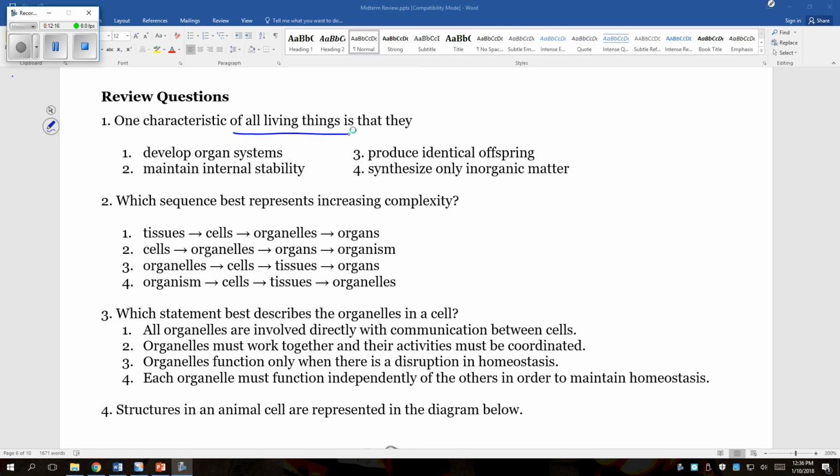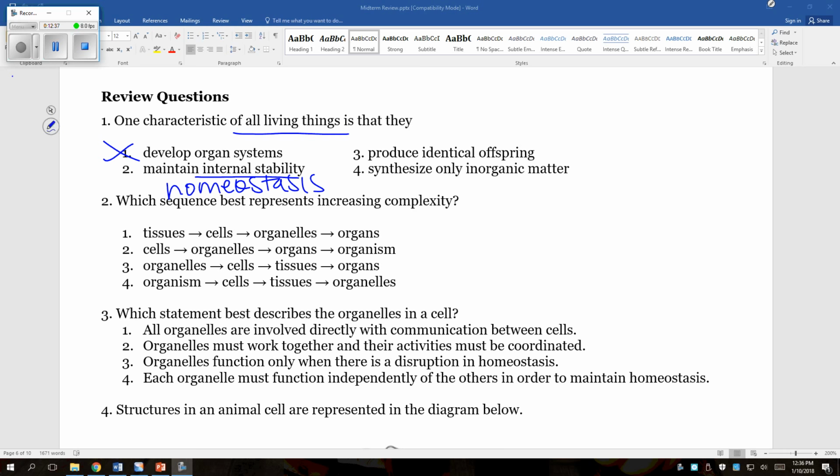If you look at one, it says develop organ systems. That's not going to be a good answer because remember, things like bacteria, they don't have organ systems. They only have organelles. Number 2 says maintain internal stability. Maintain internal stability really means homeostasis.